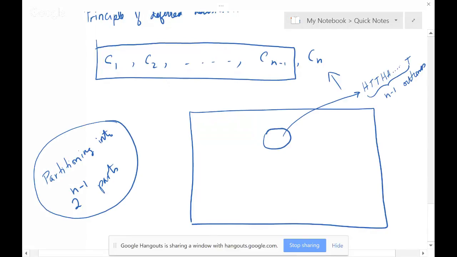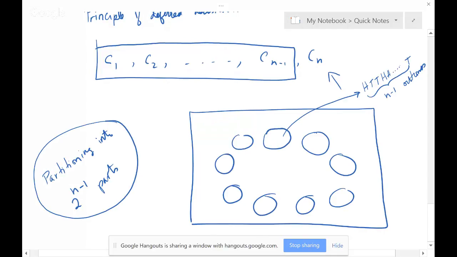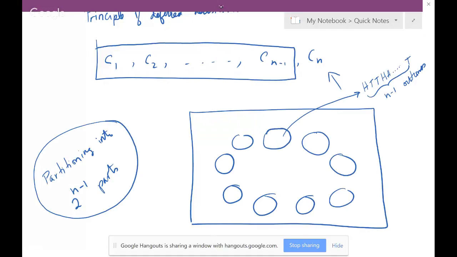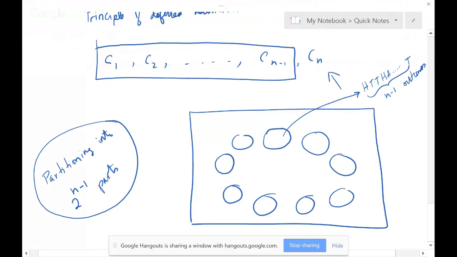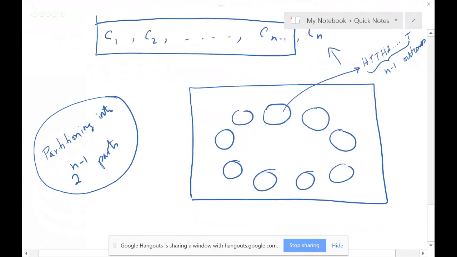Essentially, I'm just going to draw all such parts. I'm not going to draw it like a partition, but you have to assume that it's a partition. For simplicity, I'm going to draw it in some sort of ring-like fashion. Now I'm going to draw another event, which is that the number of heads is odd.